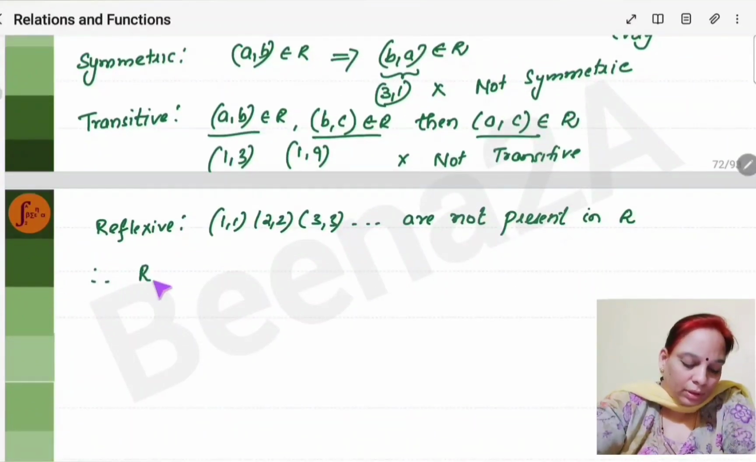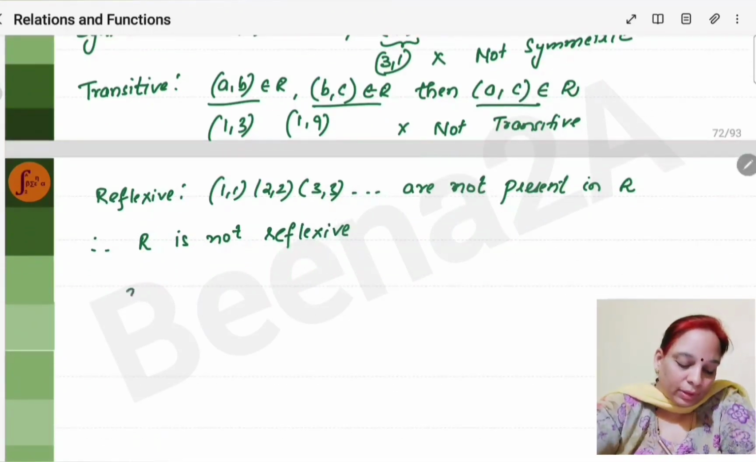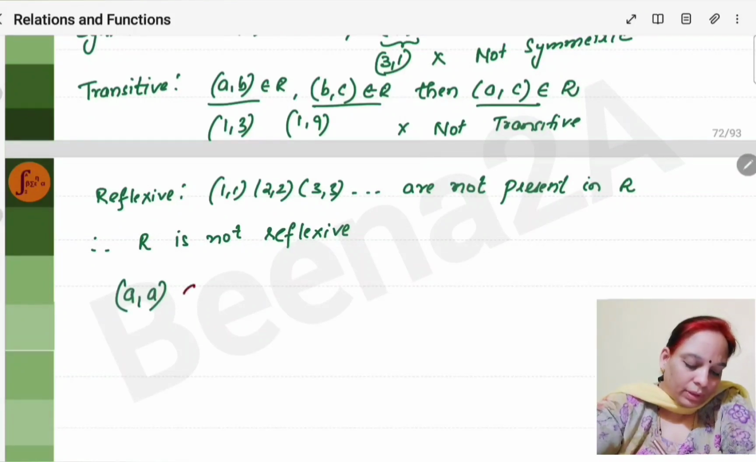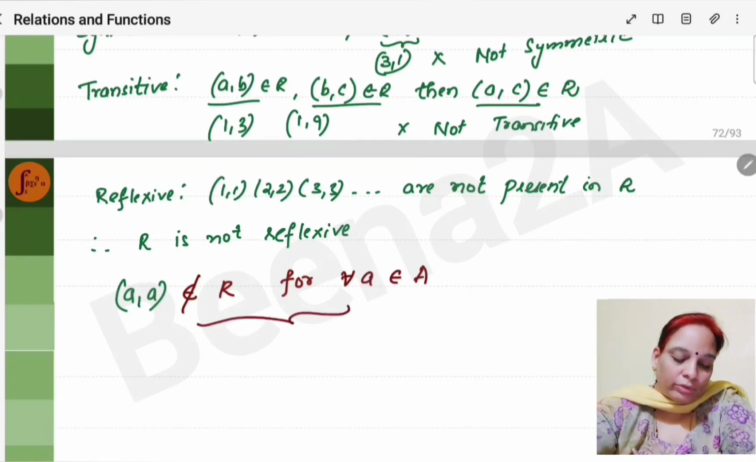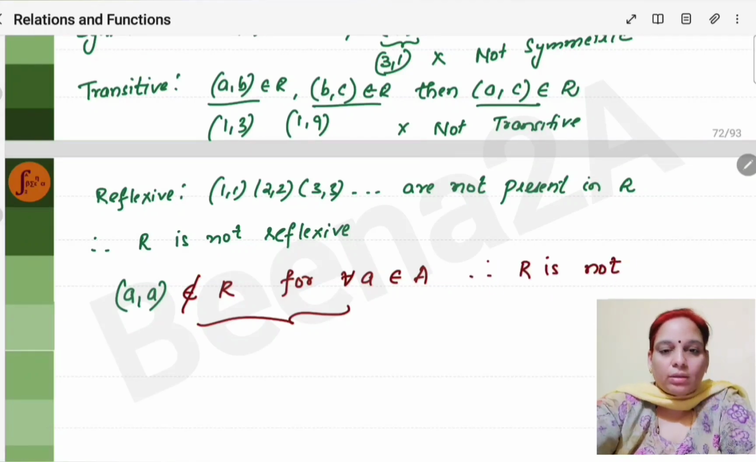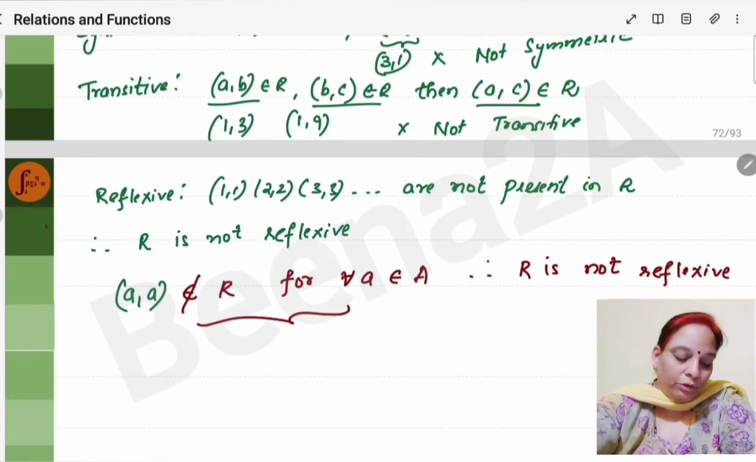Therefore, R is not reflexive. This is one way of writing. The other way of writing is: (a, a) does not belong to R for all a belonging to set A. This is another way of writing. Therefore, R is not reflexive. You can either write it this way or this way.